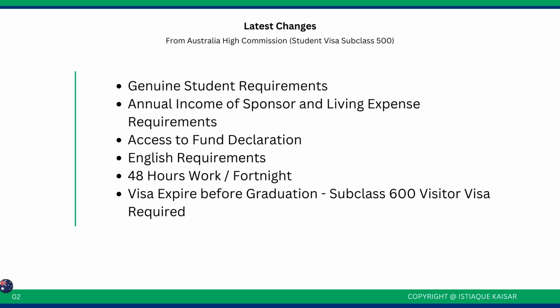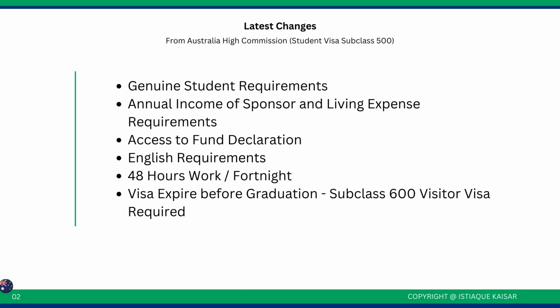Then annual income of sponsor and living expense requirements. There are huge changes. There is a specific requirement for the sponsors. They need to be an income holder of more than $70,000 per year, and living expense is going to change from 10th May as well. It is something like 29,710, and at every step there are changes, like living expenses for your dependents.